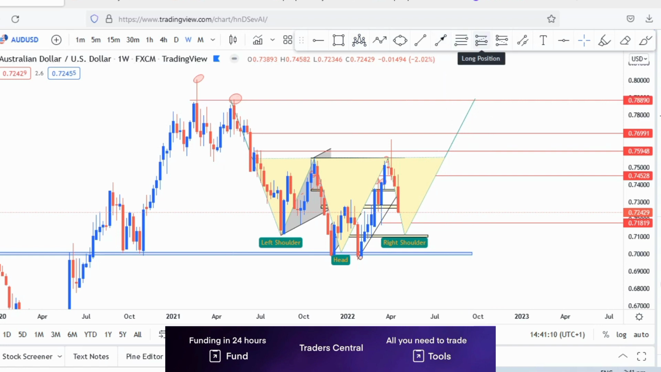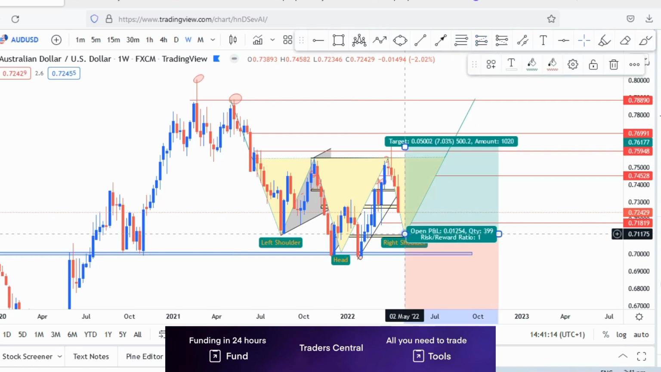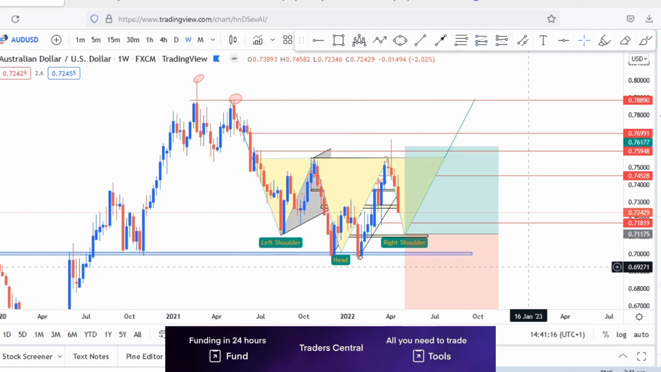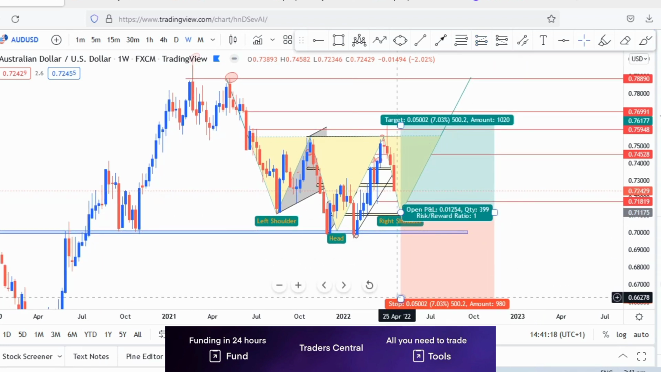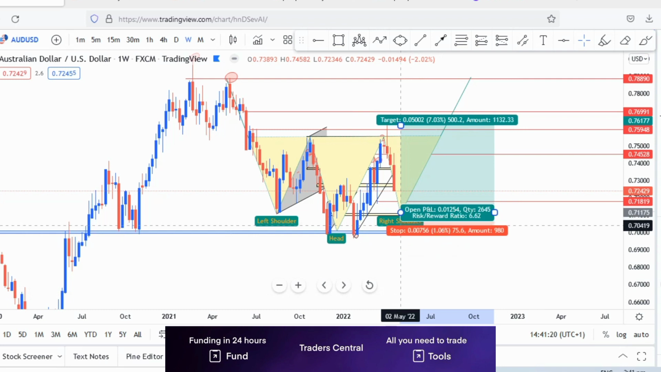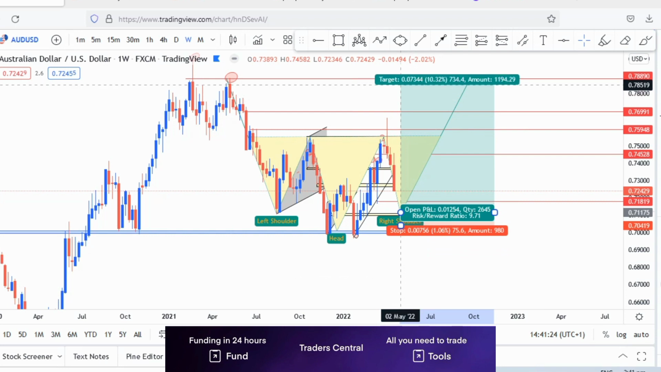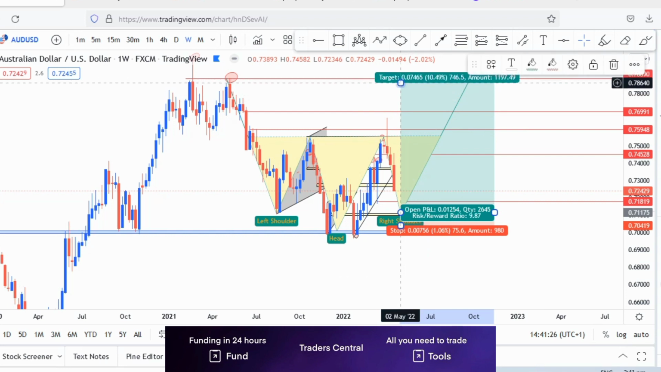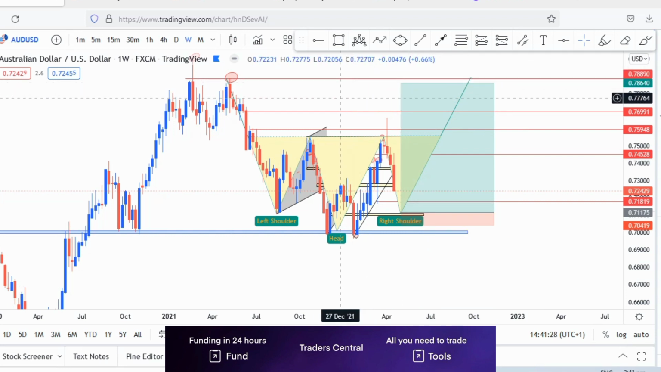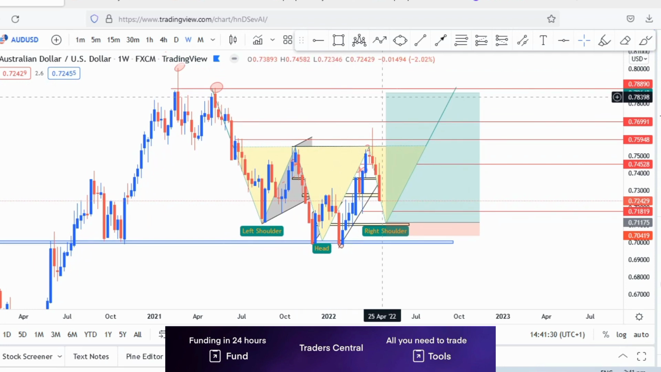So this trade here will be an excellent trade to trade in the long run, and with a very good risk to reward ratio as well. We'll be looking at risking maybe about 75 pips, and to take profit around 750 pips. So that's a very good trade to take on the Aussie USD.